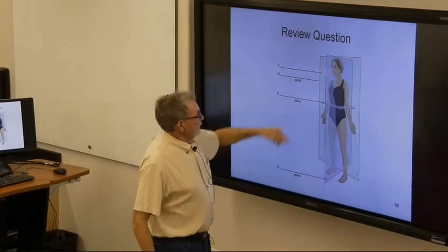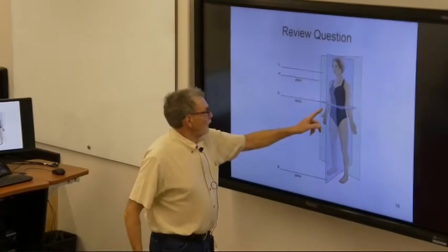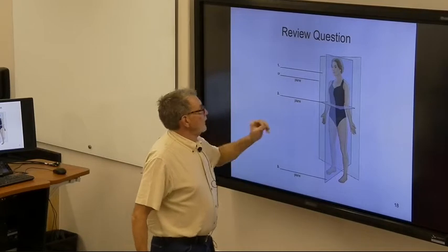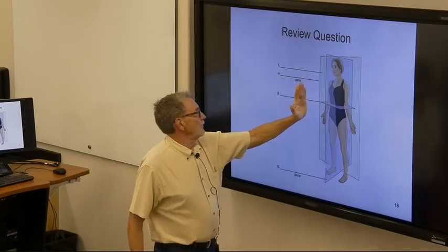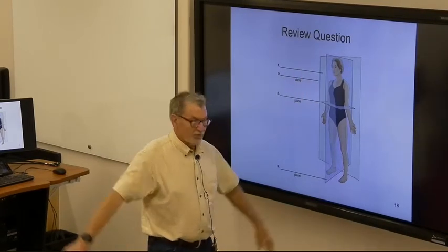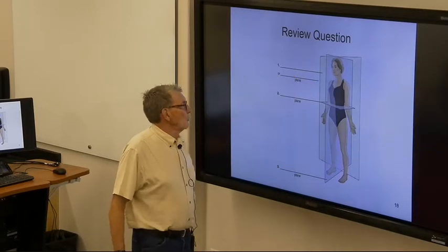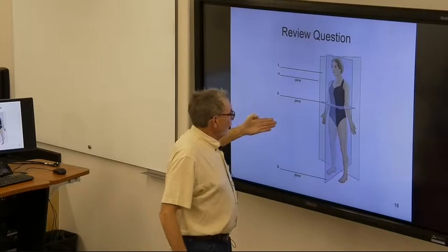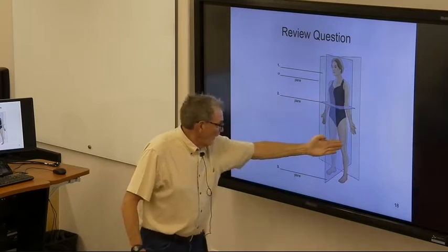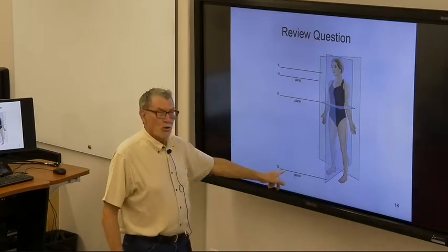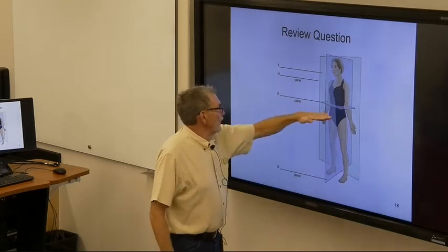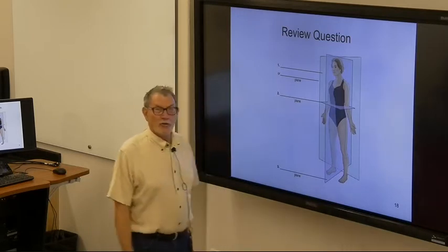So it's kind of hard to see these, but this green one is the one that's going through her this way, side to side here. So that's going to be the frontal or coronal plane. The one that's cut in front to back here, right down the middle of her front, is the sagittal or mid-sagittal. And the one that cuts her this way is a transverse plane.